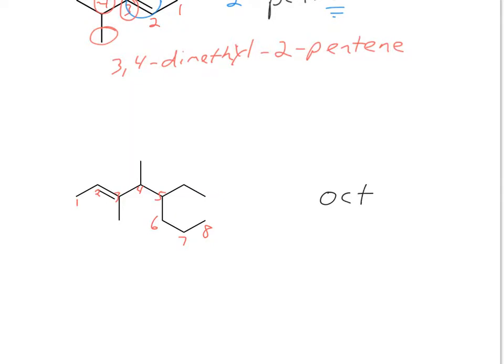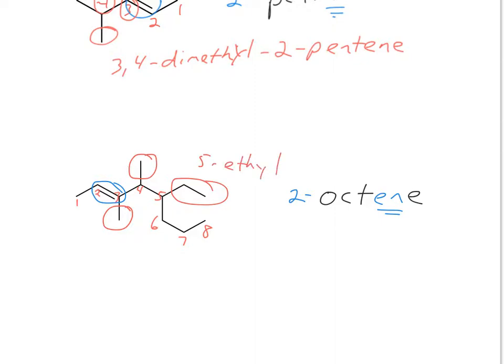Then we change it to ene, with the ene signifying the double bond. Same as before, it's in the 2 position, so it becomes 2-octene. Now we have to identify all the substituents. We have a methyl group here, another methyl group on carbon 3, and then we also have this ethyl group on carbon 5. So it's going to be 5-ethyl, and then we'll have the dimethyl again, 3,4.